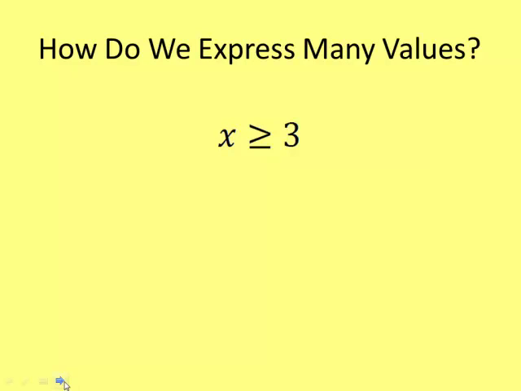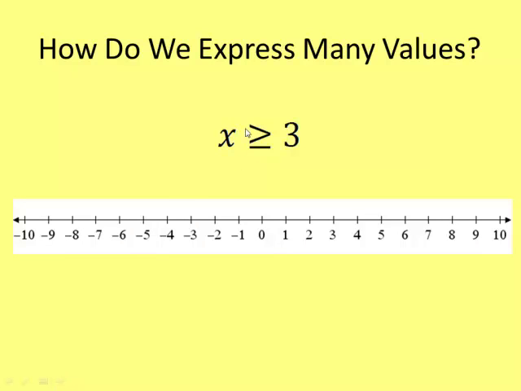How would we express many, many values? So if we had x is greater than or equal to 3, we would have to put closed circles on every single point between here. Every one of them, infinitely many. And so what does that look like? That looks like we're kind of shading it all in. So it would be everything shaded here.